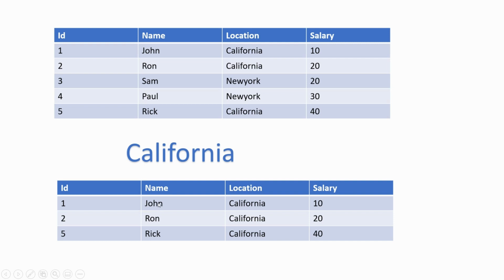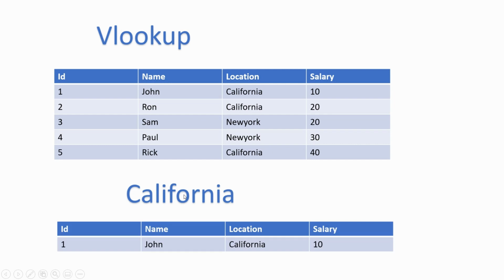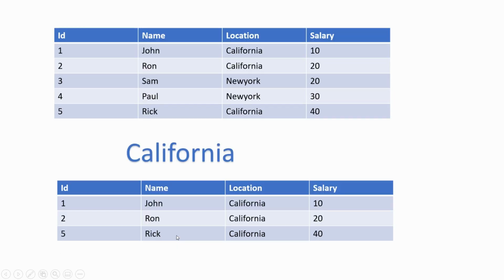You can consider filter as an advanced version of our lookup functions. If we apply a lookup function on this range for California, it will return the first row where it finds California, while our filter function will return all rows where the location is California. So the filter function can return multiple matches, unlike our lookup functions.